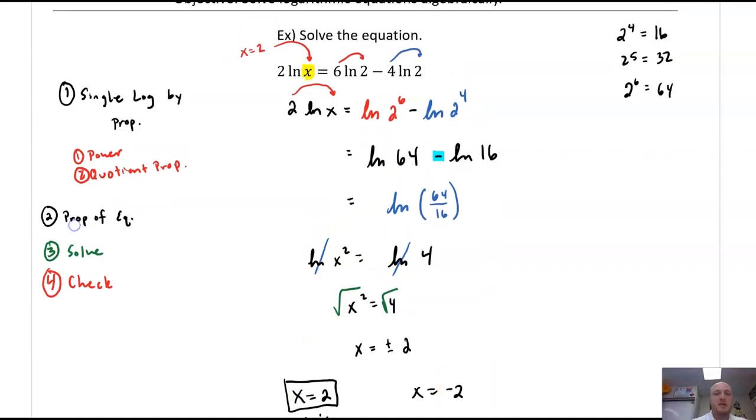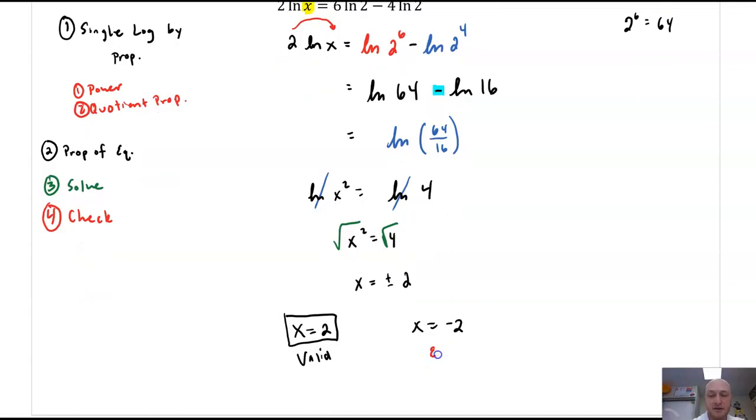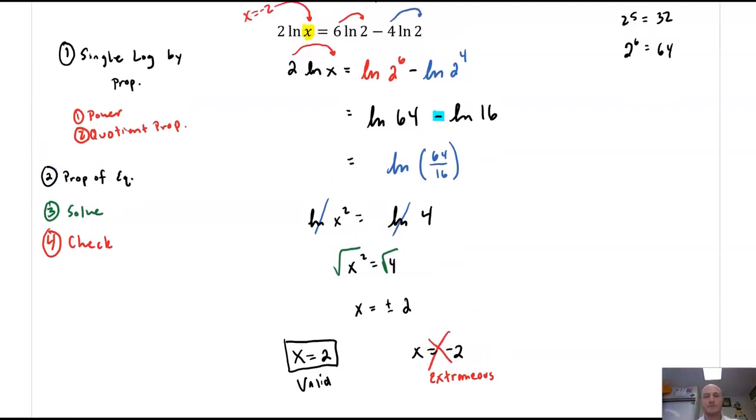Negative 2. If I plug in negative 2 here, x equals negative 2, hey, my argument's negative. It's a negative number. So this answer is extraneous. We're going to throw it out. Ignore it. x equals 2 is the only answer.